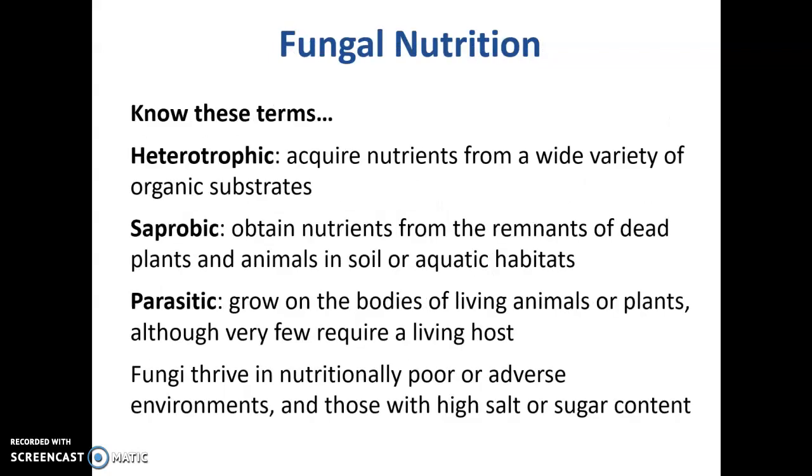So different fungal nutrition, you should know these terms. There's heterotrophic, saprobic, and parasitic. As far as heterotrophic, these are fungi that acquire nutrients from a wide variety of organic substrates, meaning substances or things. Saprobic fungi obtain nutrients from the remnants of dead plants and animals in soil or aquatic habitats. So these saprobic fungi basically take advantage of things that are already dead. And then parasitic fungi grow on the bodies of living animals or plants, although very few require a living host.